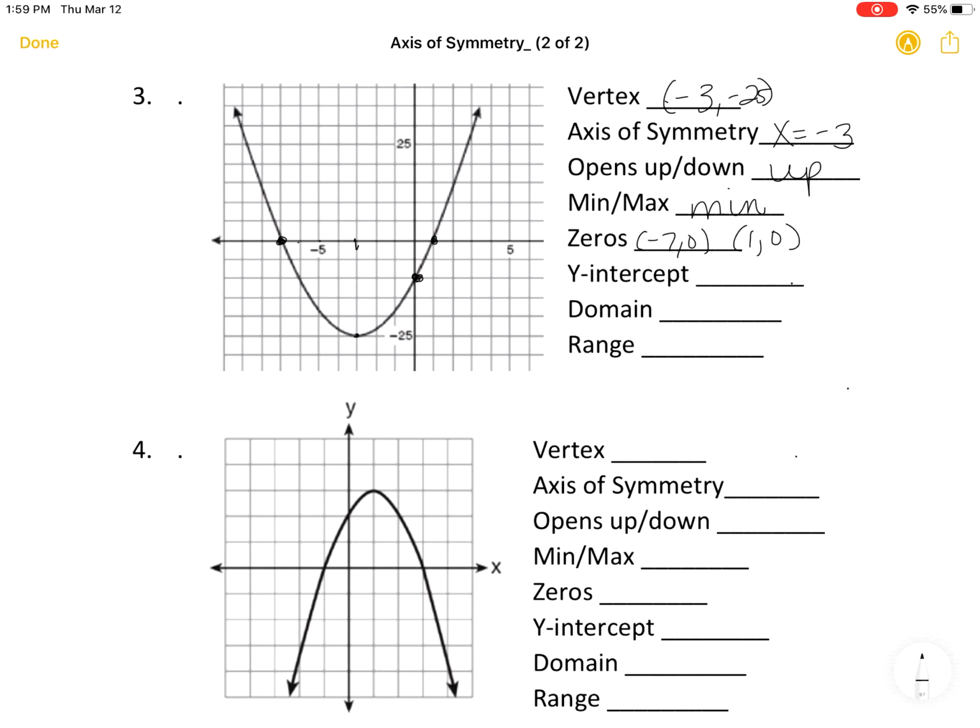It crosses the y-intercept here. Be very careful of your scales. 1, 2, 3, 4, 5. So that's multiplying by 5. So that's at negative 10. Okay. Domain is all real numbers. It has a minimum of negative 25, and it goes up forever. So negative 25 to infinity is your range.